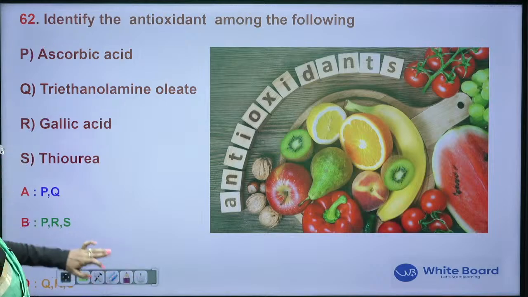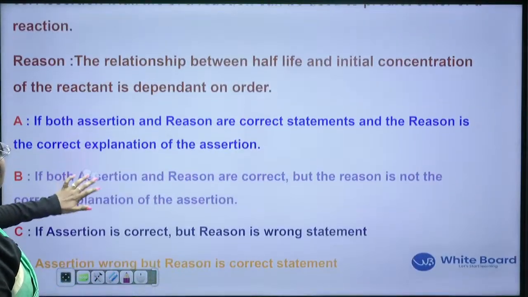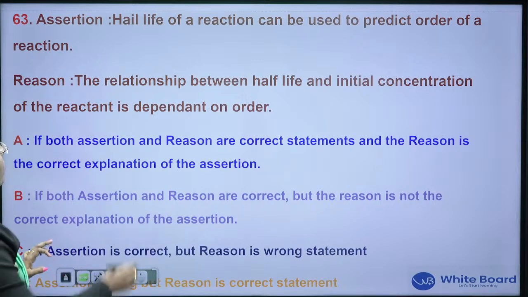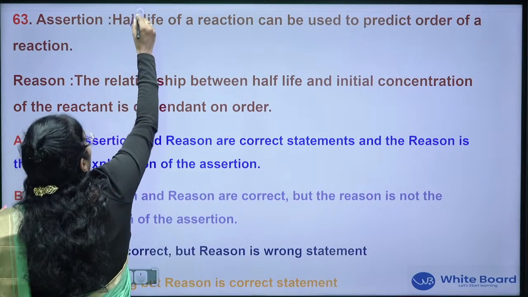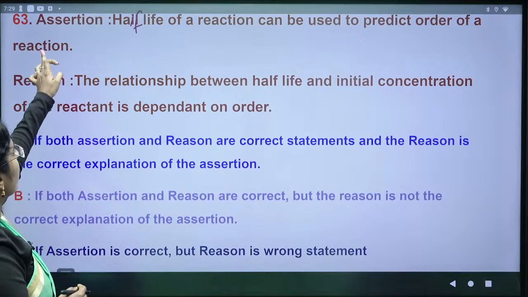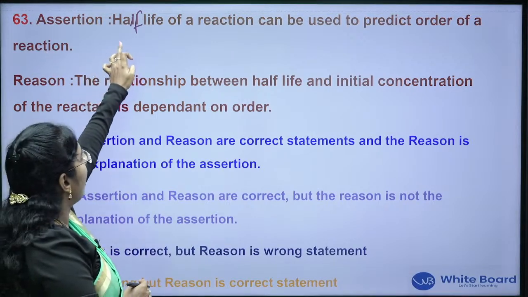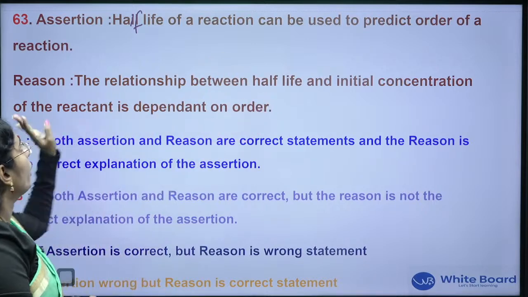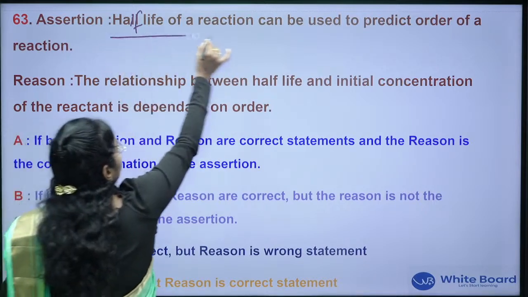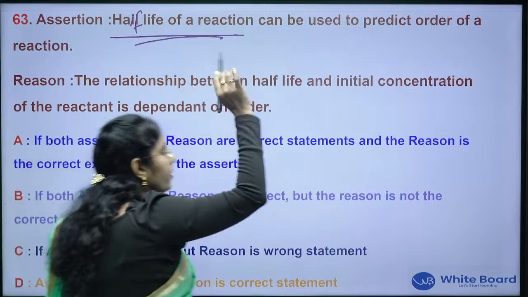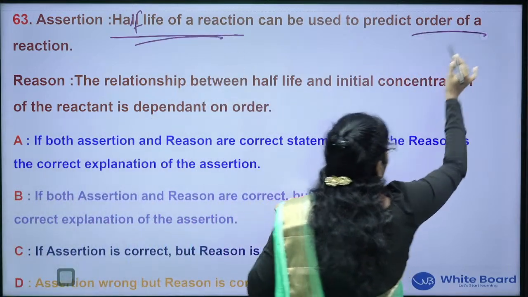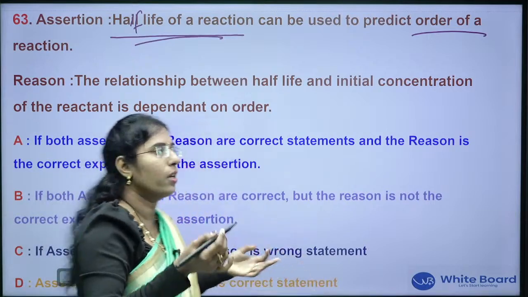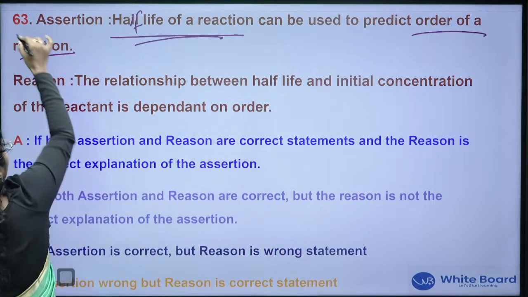Coming to the next question, 63. Right. So here, half-life. What is the assertion here? Half-life of a reaction can be used to predict the order of the reaction. Yes, half-life of the reaction can be used for determining or predicting the order of the reaction, whether it belongs to zero order, first order or second order. So this is the correct assertion.